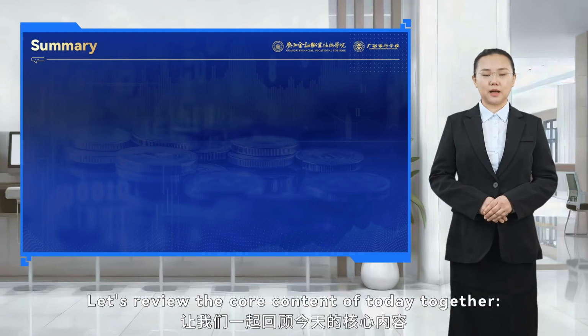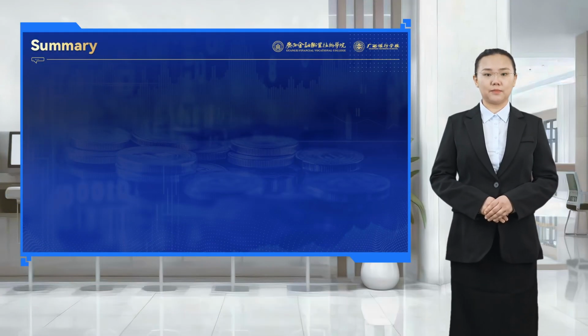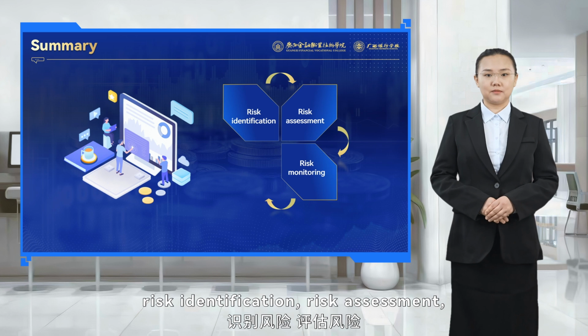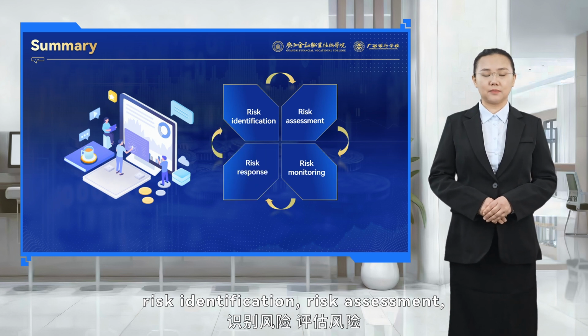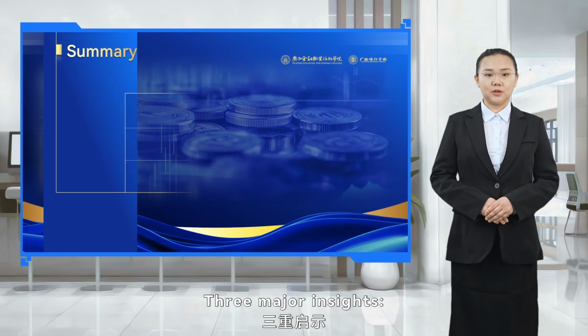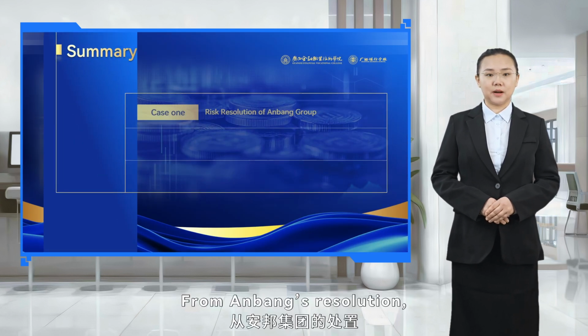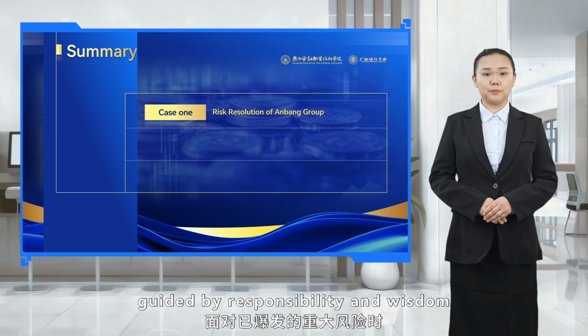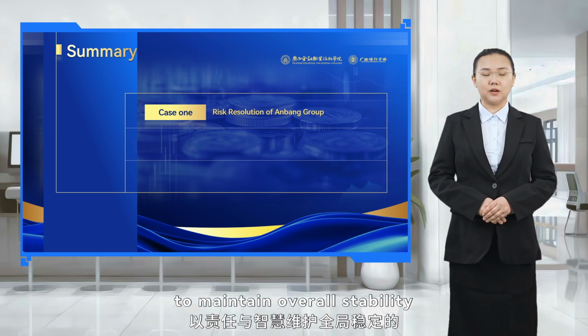Let's review the core content of today together. 1. Framework. The four-step method of financial risk management: risk identification, risk assessment, risk response, and risk monitoring. 3 major insights. From Anbang's resolution, we see top-level design guided by responsibility and wisdom to maintain overall stability when major risks erupt.